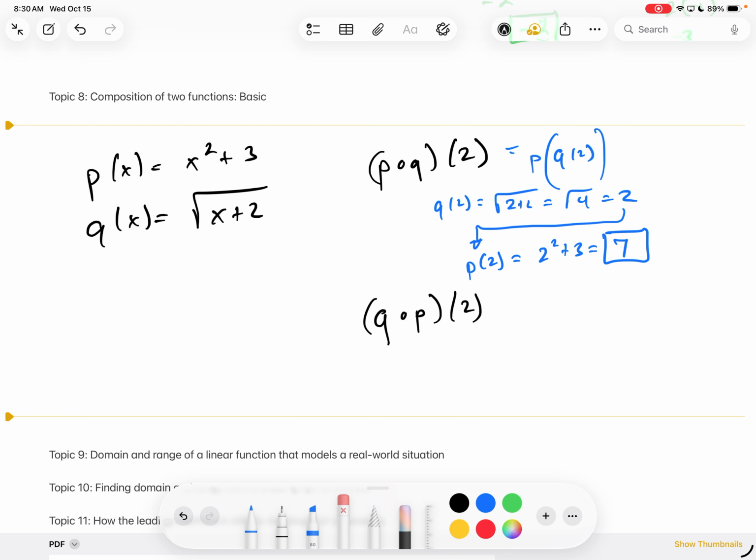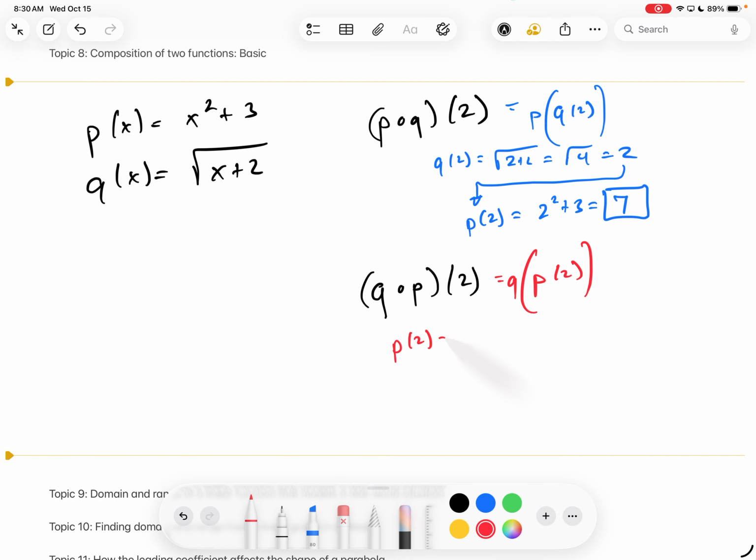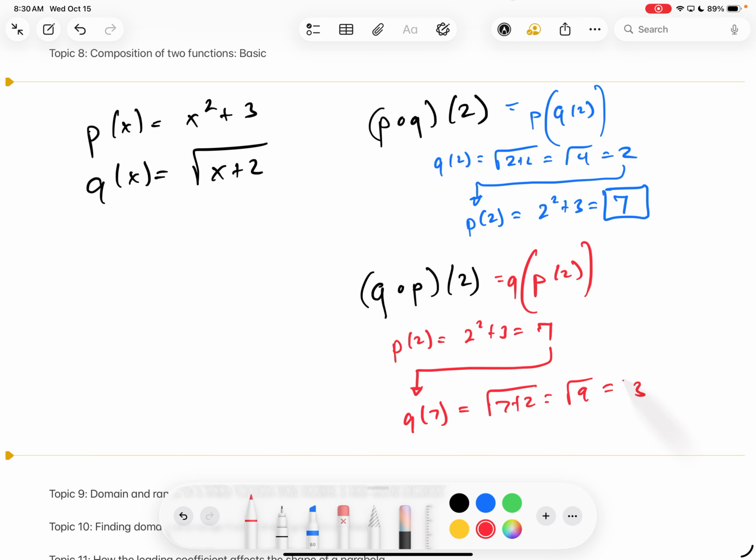I'm actually going to delete that circle. So on the next one, I'm working backwards. I plug a 2 into P, and then whatever I get out, I plug into Q. So when I plug a 2 into P, I get 2 squared plus 3 equals 7. Now I'm going to take that and plug it into Q. So the square root of 7 plus 2. If they give you a square root, it's going to come out easy, so that helps you know you got it right.